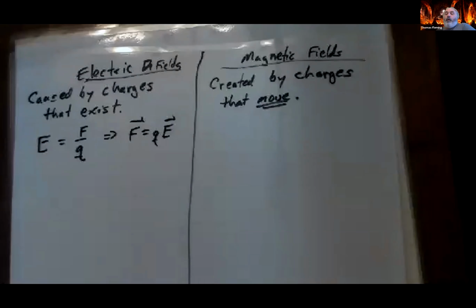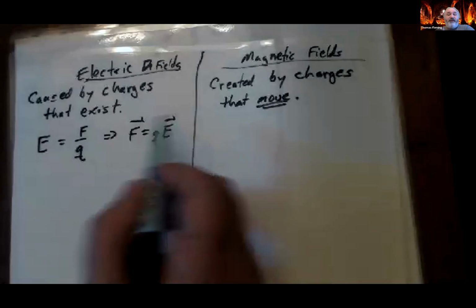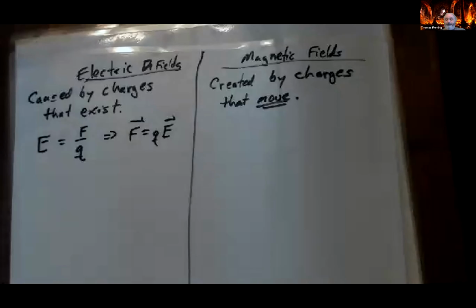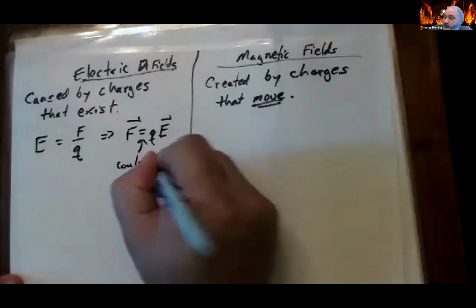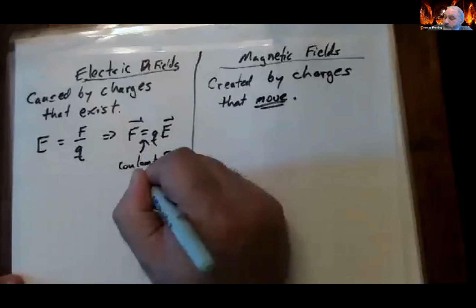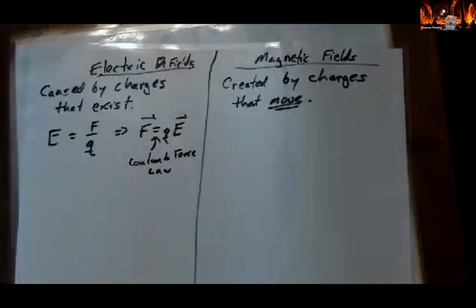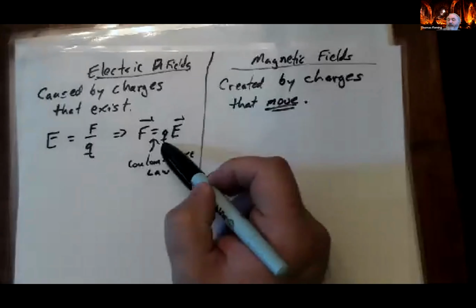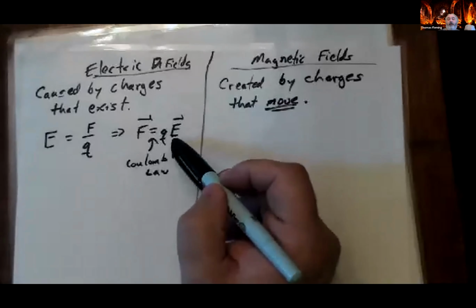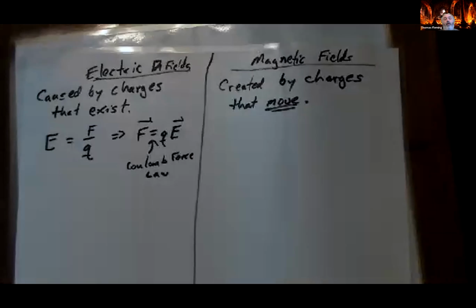Now, we learned the Coulomb force law for point charges. That's the K Q1 Q2 over R squared. But this is true in general, even for non-point charges. So that's what we learned, that electric fields create forces on charges to the tune of whatever the charge feeling the force is times the electric field created by the other charge. All right, that's the Coulomb force law.